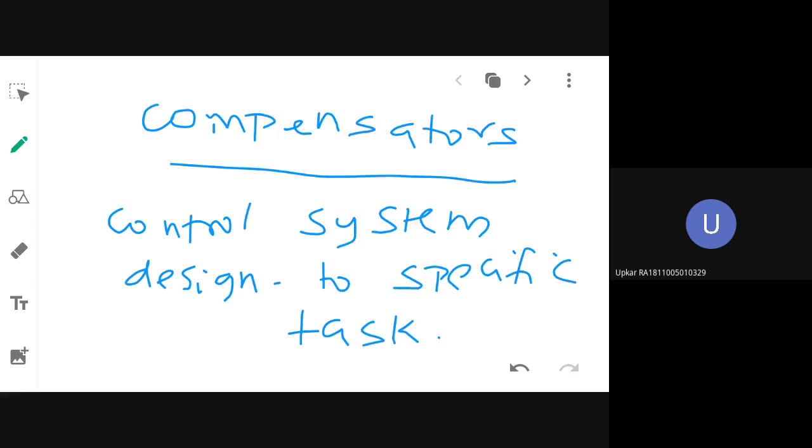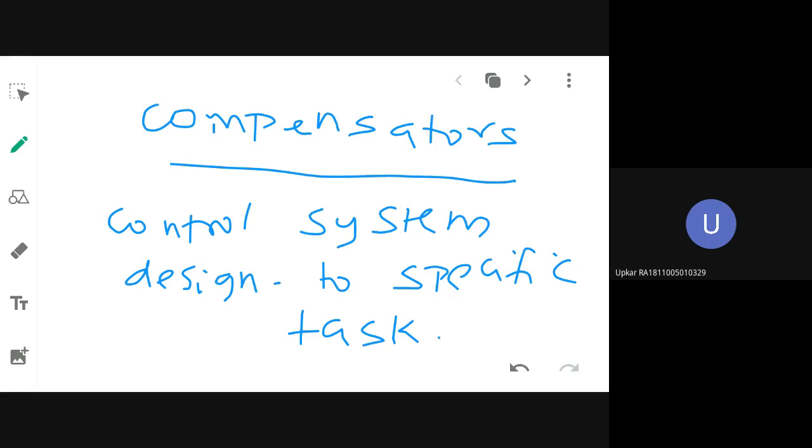You know that the control system, in our first unit we have defined it properly, is designed to meet some specific tasks for a particular system. So if you want to specify the requirements of a control system, it is done in two ways, either by using time domain or by using frequency domain.